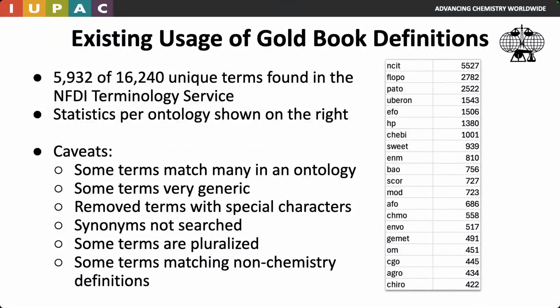The caveats, of course, indicate there are some things that need to be fixed here in terms of pluralized terms where we might be going towards singular representation. And some terms across the corpus will likely match very generic terms that are not specific to chemistry. And so obviously that's an area where they would not be used in alignment to those definitions.